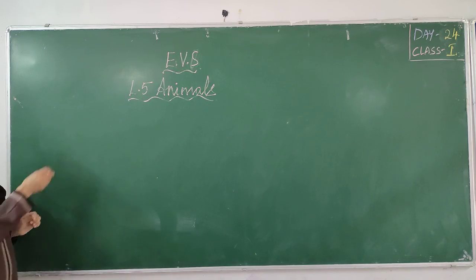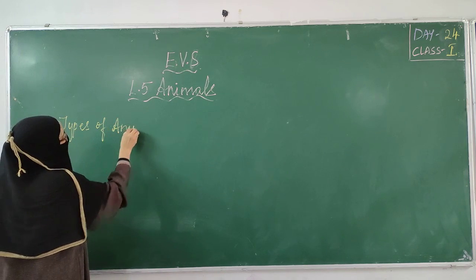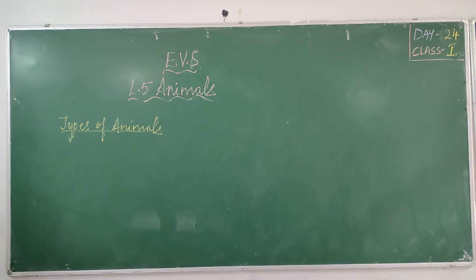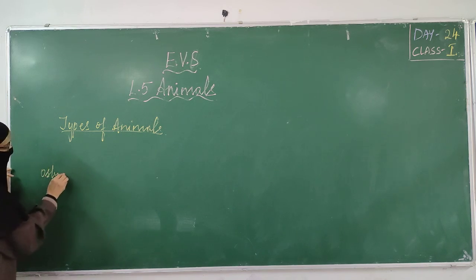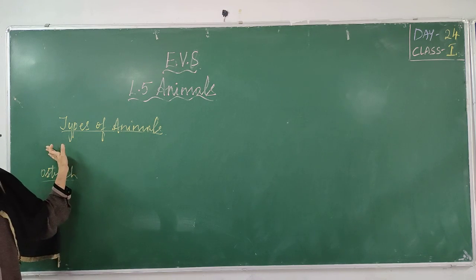In the previous class we have studied about types of animals, that is small and big animals. Big animals like elephant, rhino, and small animals like rat, cat, rabbit. Now coming to birds, in birds too we have big birds and small birds. Birds like ostrich and penguin are the big birds. Birds like crow, parrot, pigeon are the small birds.